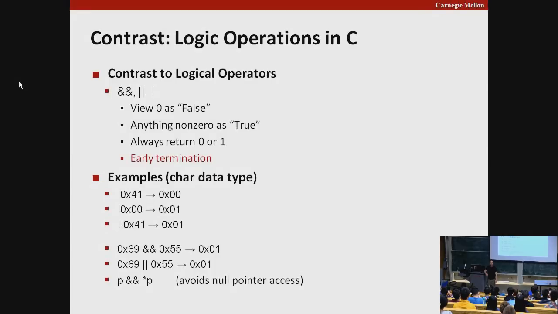Yeah. But why can't we just do if P then star P? You can do if P then star P. That is perfectly valid C. Most people would prefer this construct because it's shorter. But you can do it with an if statement just the same.